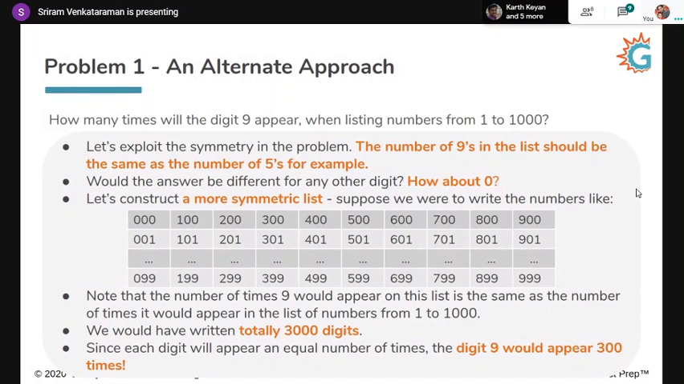So if you notice, what did we do here? We took a more symmetric list and we didn't have to do any counting at all. It's very easy to see that there are 1,000 numbers and each number is written as a 3-digit string. So there are totally 3,000 digits. The only calculation that I'm doing is 3,000 divided by 10. Make sense?